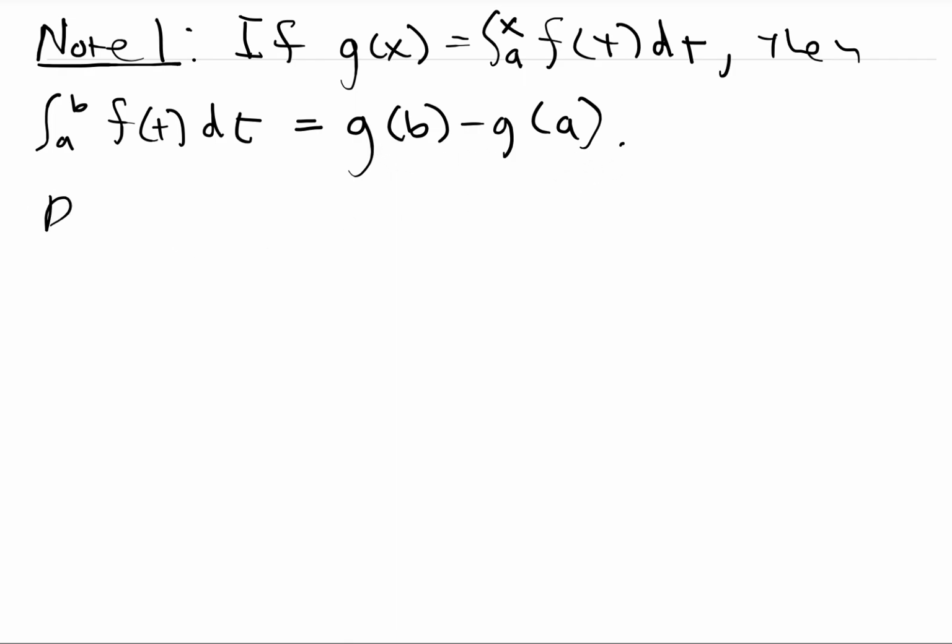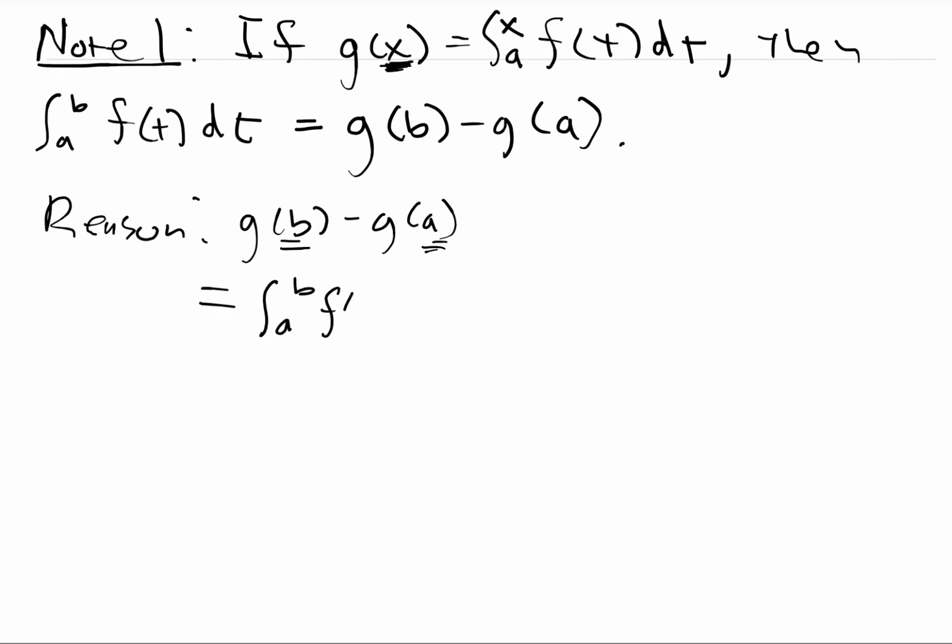Now, if you're looking for a reason for why this works, well, let's look at what g of b minus g of a actually is. It's just what happens when I take b and plug it into this function x, and same deal over here, plug a into x. Now, where do you plug stuff into the function g? Well, you'll notice that the only place where my x pops up in my function is that upper bound. So this is going to be my integral from a to b of f of t dt for g of b.